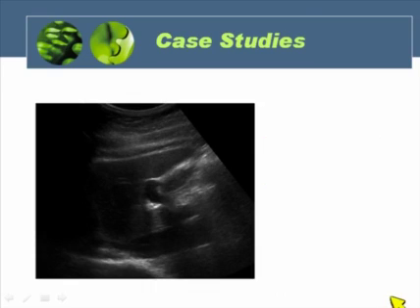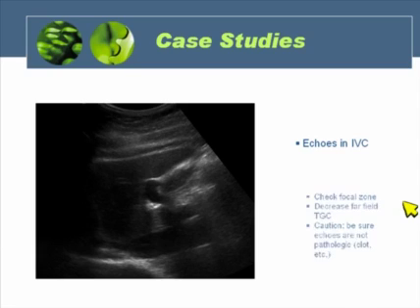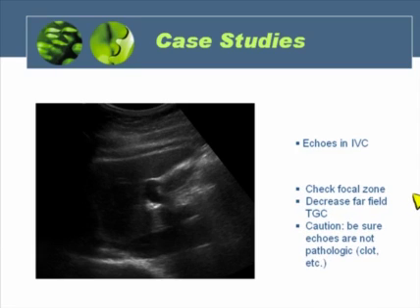Let's look at this image and see what we think. I agree. There are echoes in the inferior vena cava, and there shouldn't be echoes in a normal blood vessel. When looking at a still image such as this, we're not able to tell if those echoes represent pathology, such as clot, or that our gain is too high. In this image, I don't know where my focal zone is, so one of the first things I would check when evaluating this image is where is the focal zone.